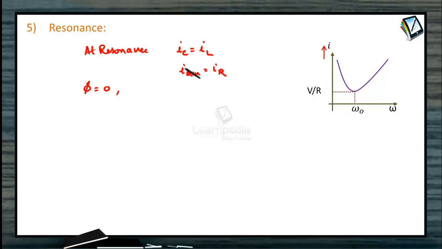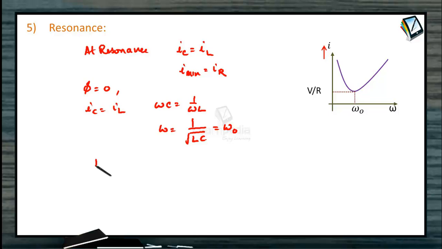So we get it when IC is equal to IL, omega C will be equal to 1 by omega L, or omega will be equal to under root of 1 by LC. And this frequency we call omega naught. When the current is minimum, the angular frequency is omega naught. This is called resonant frequency.